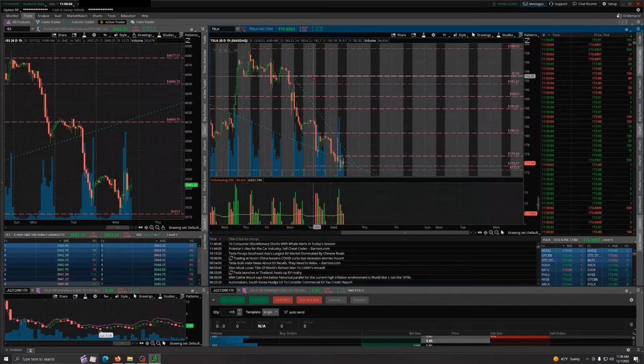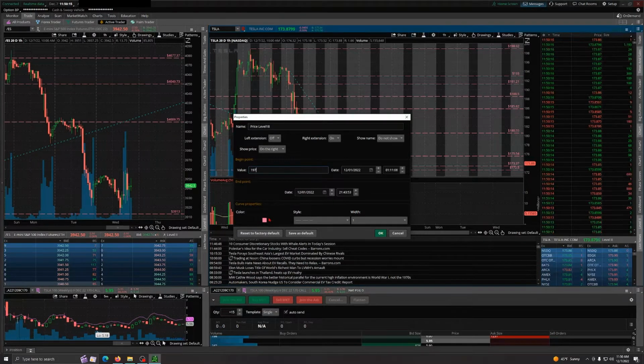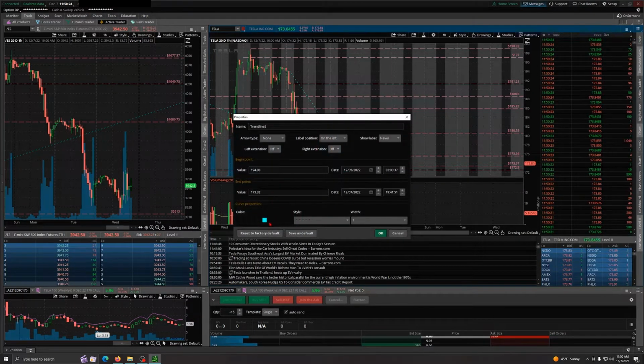You can modify this by double clicking the price level. You could change the price level to give me a number. Let's go with 197, for instance. You can change the color and you could change the style. So once you do that, you click OK, and as you can see, it moved. The same can be done with the trend line, right?